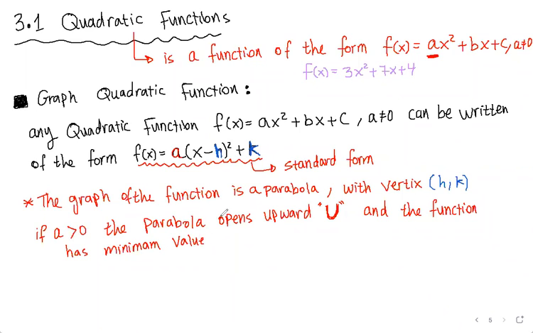So by a, I can find how the parabola opens. If a is positive, it opens upward, and at the same time the function has a minimum value, which is f of h equal k. So for a greater than 0, the parabola opens upward. This is the most important thing. Second, the function has a minimum value. What is the value? It is f of h equal k.